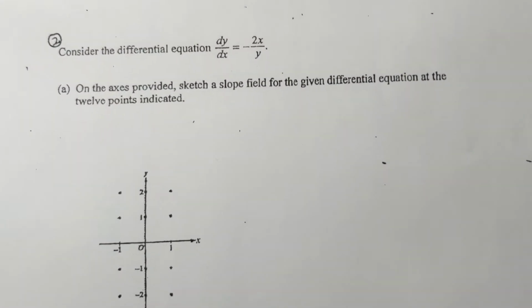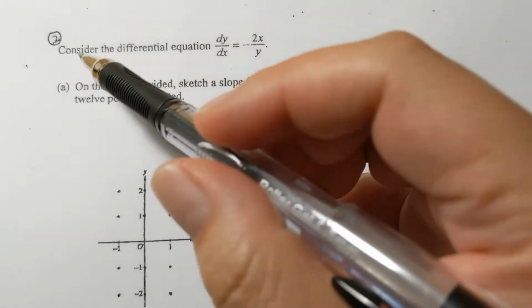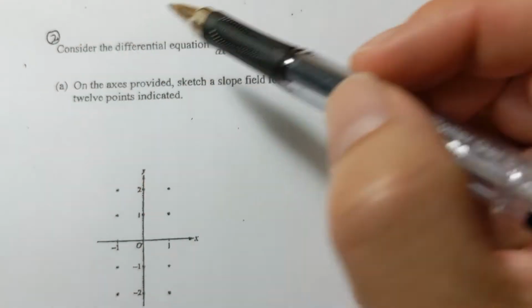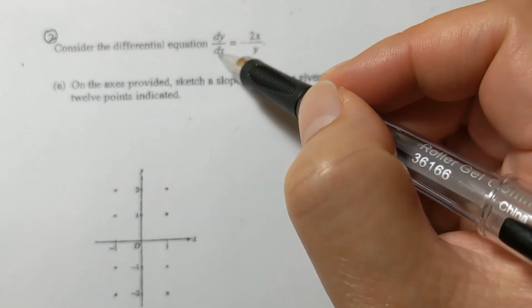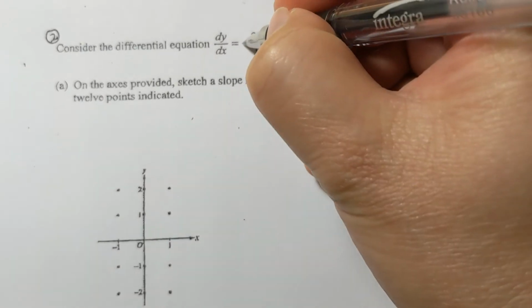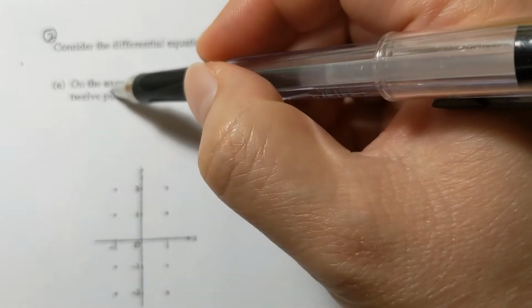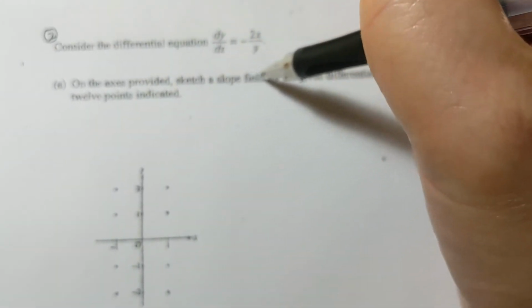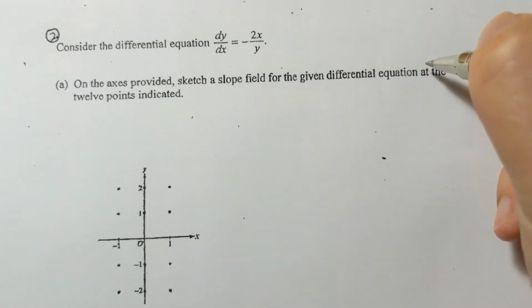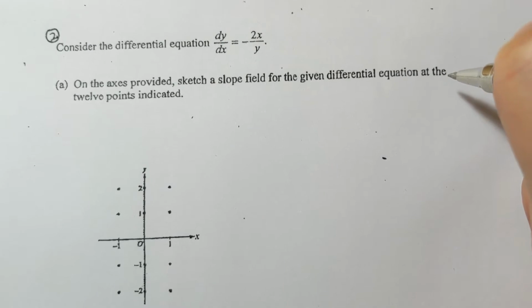Hi, so let's continue question number 2. Consider the differential equation dy/dx equals negative 2x over y. On the axis provided, sketch a slope field for the given differential equation at the 12 points indicated.